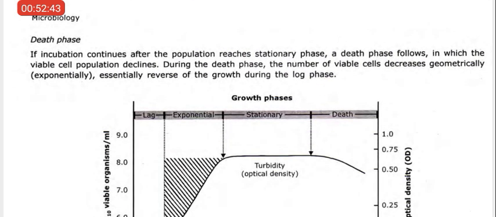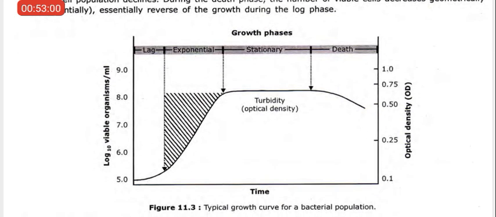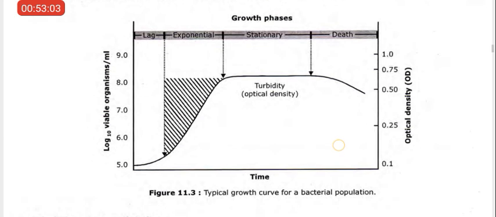Then death phase. If incubation continues after the population reaches stationary phase, death phase follows, in which the viable cell population declines. During the death phase, the number of viable cells decreases geometrically or exponentially, essentially the reverse of growth during the log phase. Here we could see this typical growth curve for a bacterial population, and for CSIR NET this question usually comes where a different representation of this particular bacterial population curve will be there, and some questions related to that will be present. So carefully learn this.